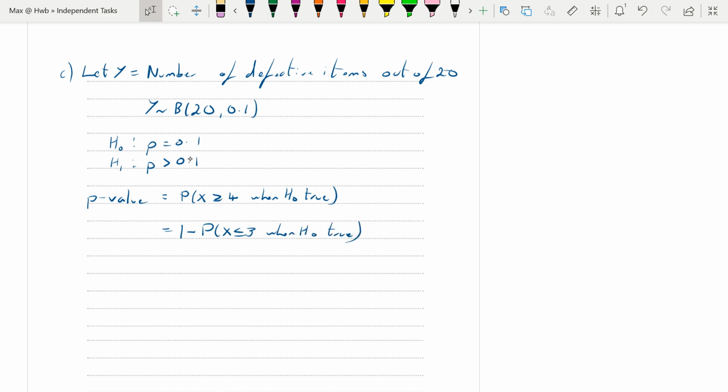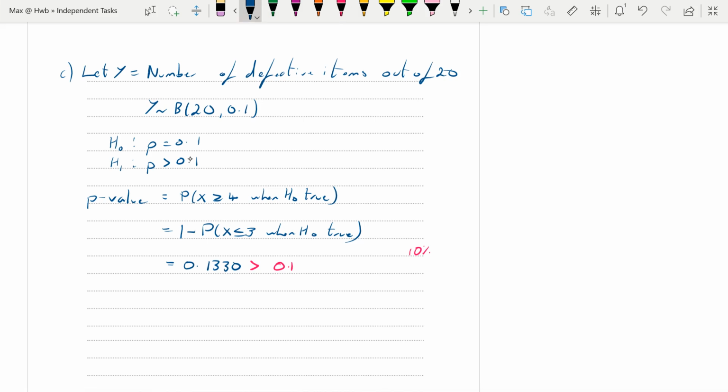And I'm going to calculate that. Okay, so that comes out as 0.1330. Okay, now when we get to this point, I'm going to compare it to my significance level. Now my sig level is 10%, which is 0.1. Okay, so I'm going to compare these two. Okay, now this is bigger than 0.1, isn't it?